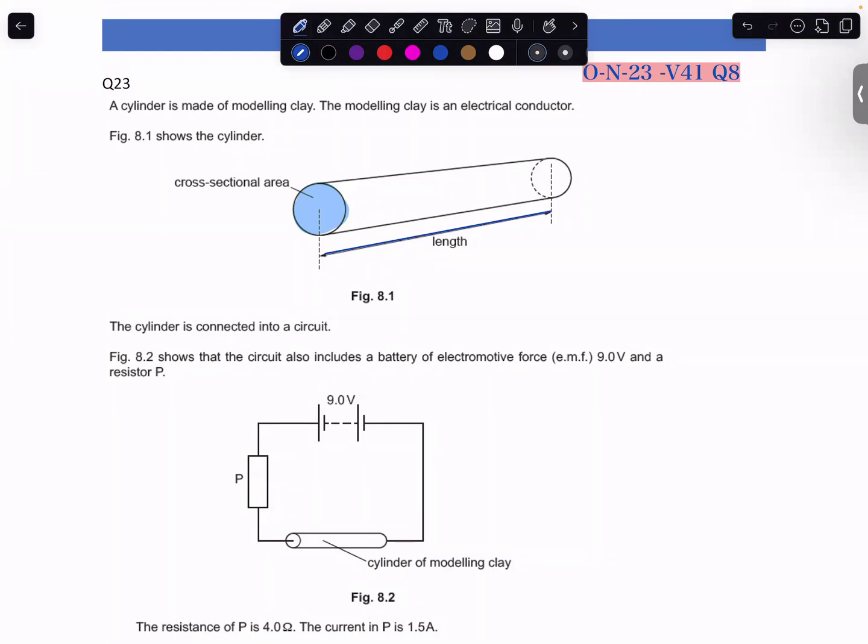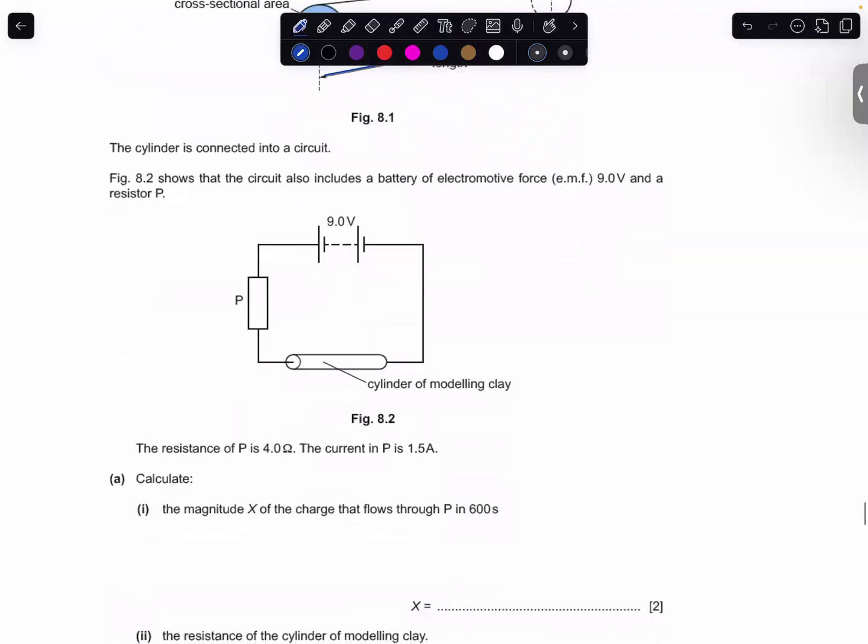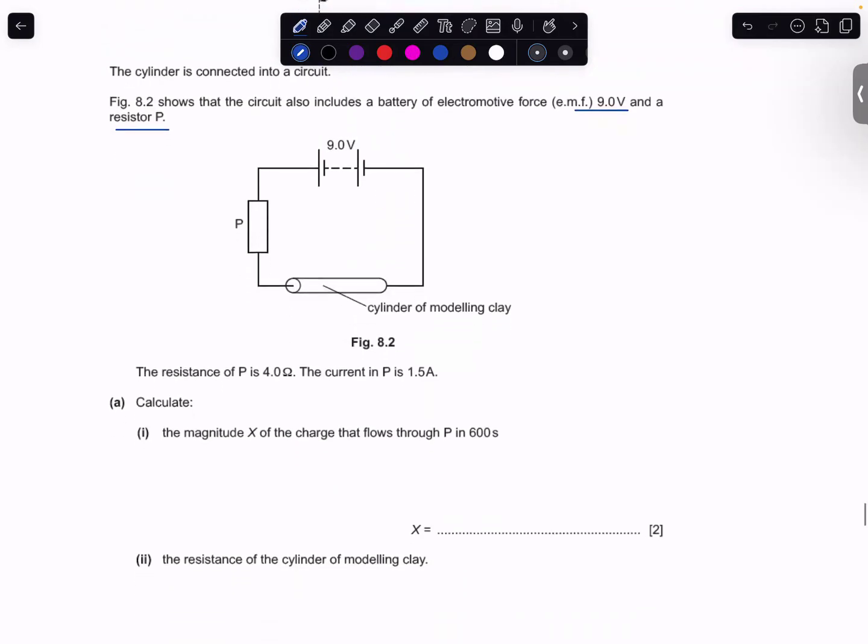Figure 8.2 shows that the circuit also includes a battery of EMF 9 volt and a resistor P. Resistor P is 4 ohm. The current in P is 1.5, so the current in the circuit is 1.5 ampere. As the circuit is series, the current will be the same everywhere.